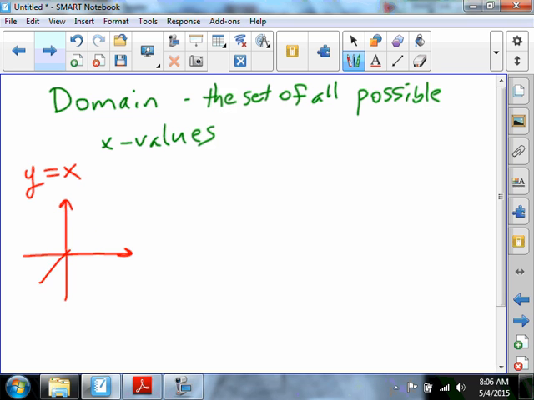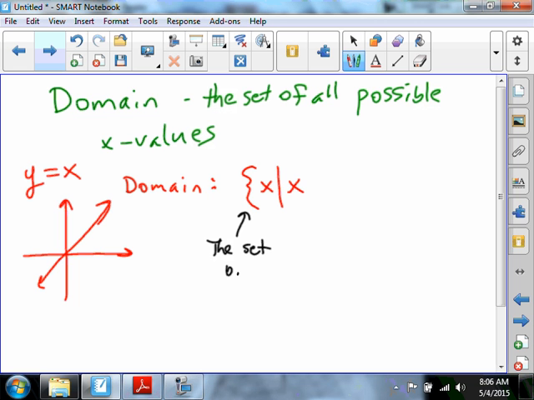So maybe we should just look at y equals x for a minute. When we graph that function, it's a direct variation, goes through the origin, looks like that. Does anybody recall the domain of that? The domain is the set of all possible x values. So when we talk about its domain, we could say it's the set of all the x's such that x is what? I'm going to write this as many ways as I can just to show you some different notation for domain. So literally translated, this means the set of, and then this means all x's, and then this means such that, and then this means x is what?